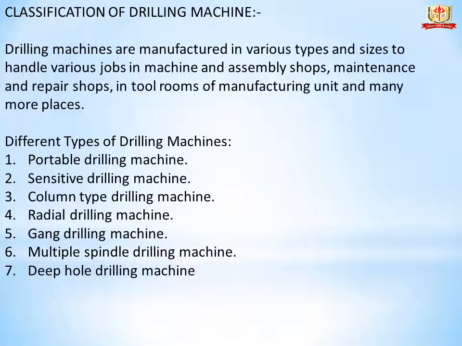First type is a portable drilling machine. Second is a sensitive drilling machine. Third is a column type drilling machine. Fourth is radial drilling machine. Fifth is a gang drilling machine. Sixth is a multiple spindle drilling machine. And seventh is a deep hole drilling machine. These are some different types of drilling machines.